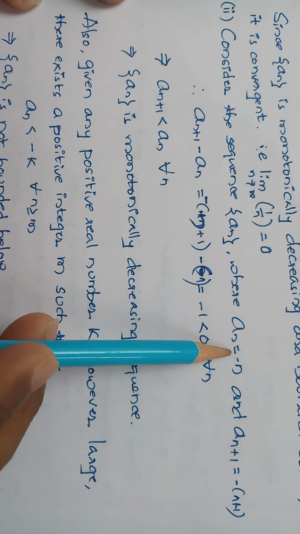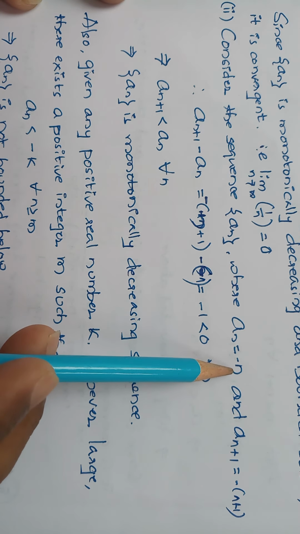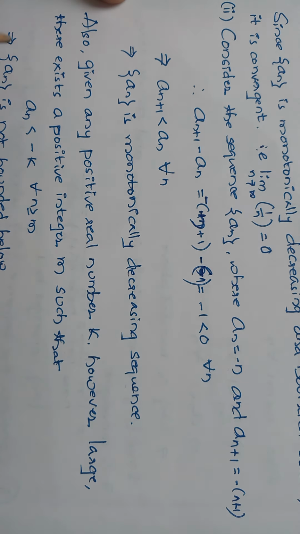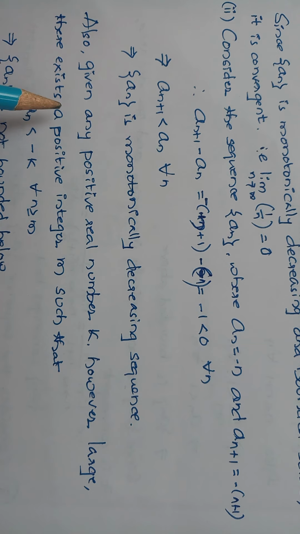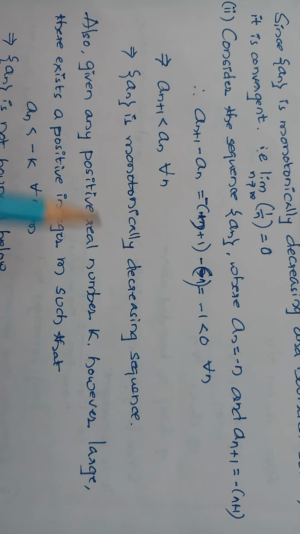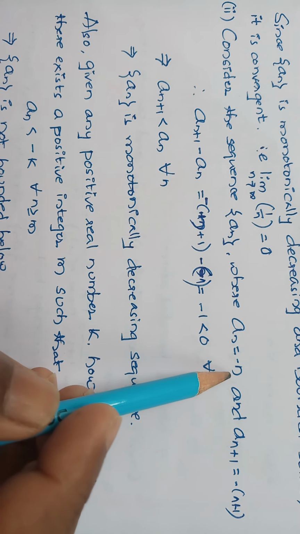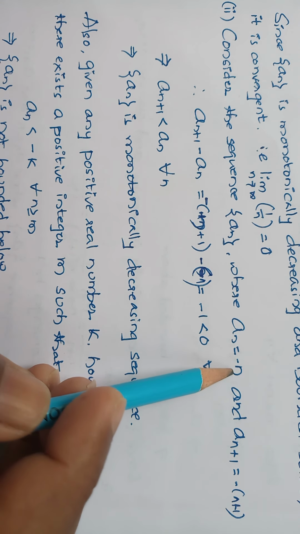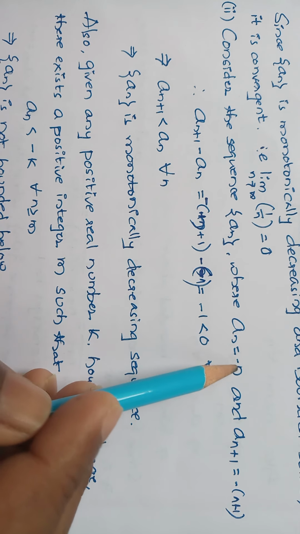So your given sequence is minus n. For that we have to find the bounded below point. But what is happening here is that if you put any value of n, this sequence is reaching towards minus infinity.